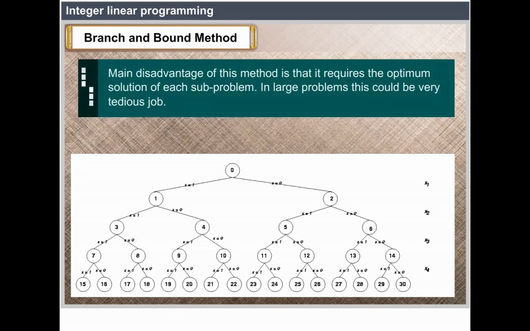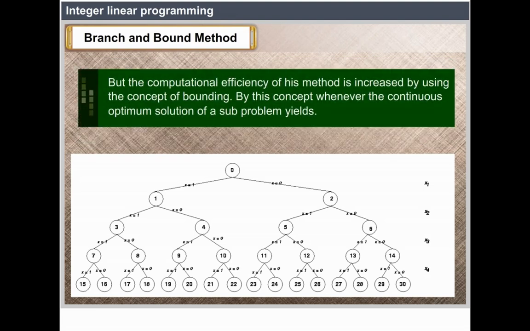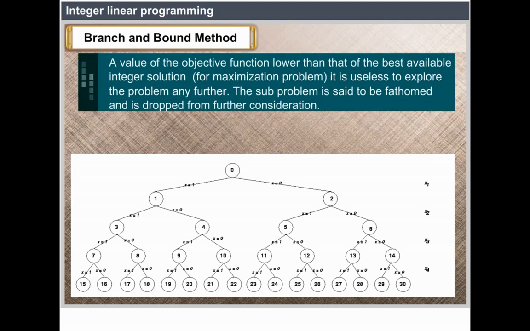Main disadvantage of this method is that it requires the optimum solution of each subproblem. In large problems, this could be a very tedious job, but the computational efficiency of this method is increased by using the concept of bounding. By this concept, whenever the continuous optimum solution of a subproblem yields a value of the objective function lower than that of the best available integer solution for a maximum problem, it is useless to explore the problem any further. The subproblem is said to be fathomed and is dropped from further consideration.